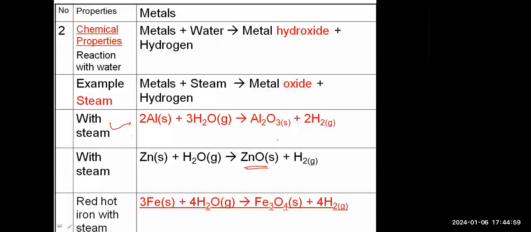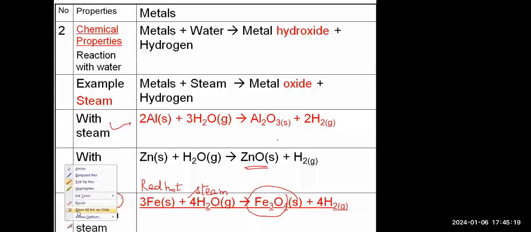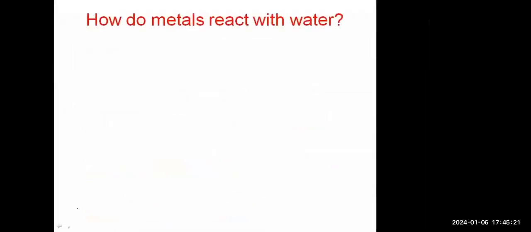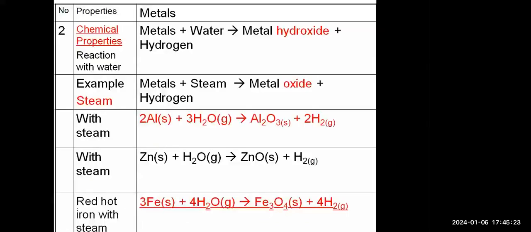Iron reacts with steam in red hot condition. It means here it is steam, which has a lot of energy, and this also has to be extremely hot, then only you will get iron oxide. So basically the intensity of reaction is decreasing. The metals go on becoming less reactive.